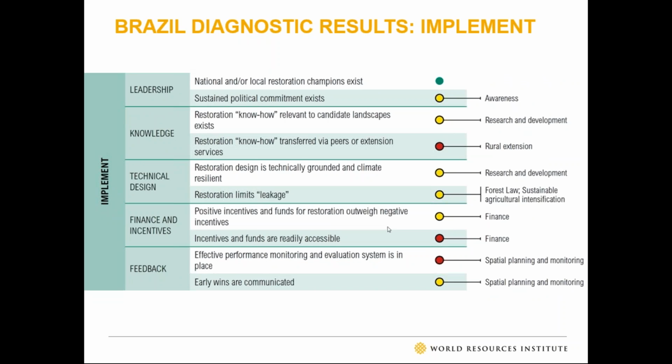Now, when it comes to implementation, of course, many key success factors were identified. Some of them were in place, but some of them were not in place, which is really the main goal of the diagnostic. And one of them is an increased need to bring more knowledge about how to restore, where to restore, and how to get the best benefits. So disseminating knowledge to the landowners, either through extension services or farmer-to-farmer exchange, would be very critical to stimulate farmers to restore their lands to generate the expected benefits.